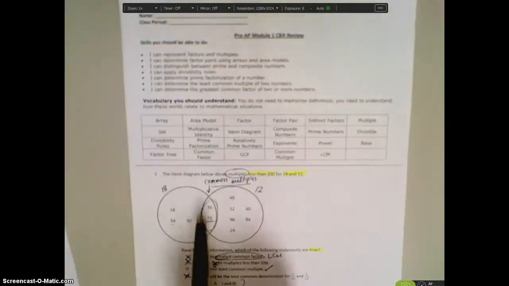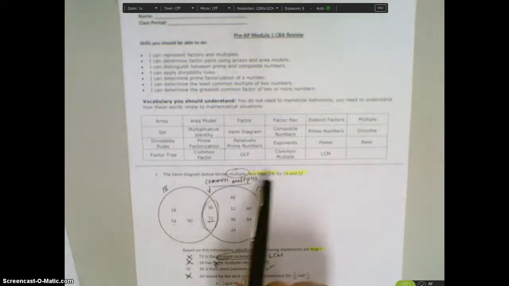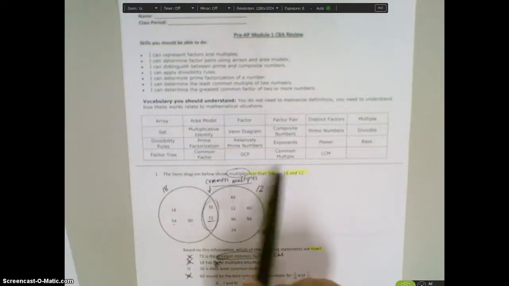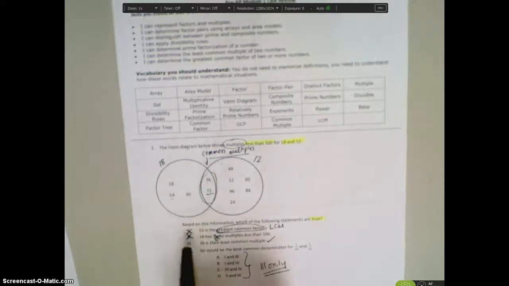Okay, number 1, the Venn diagram below shows the multiples less than 100 for 18 and 12. So I've circled multiples because it's important that you know that we're talking about multiples and not factors. This one didn't have it labeled as some do normally, so this circle is representing 18, this circle is representing 12, and then the middle is your common multiples. Okay, so based on the information, which of the following statements are true?